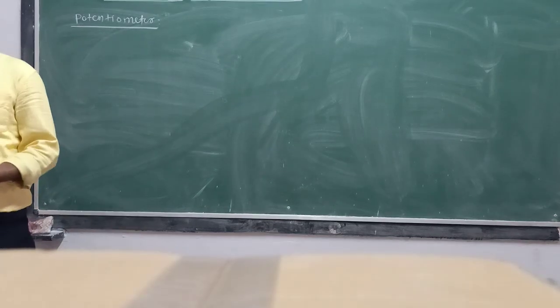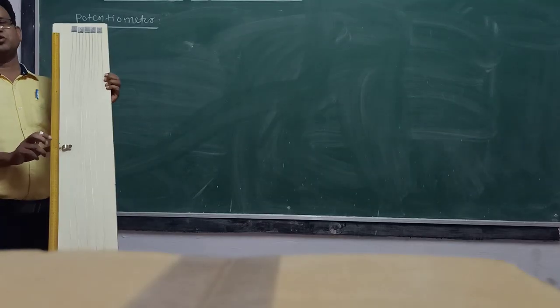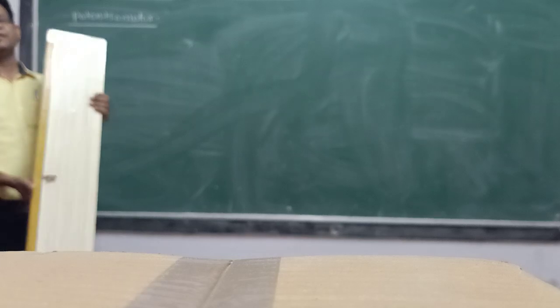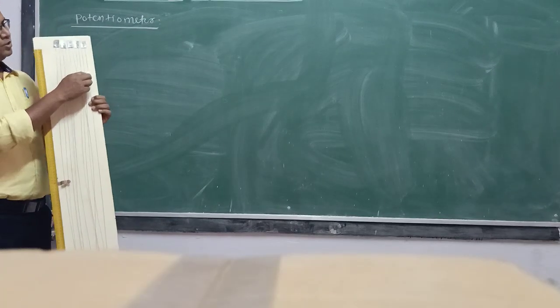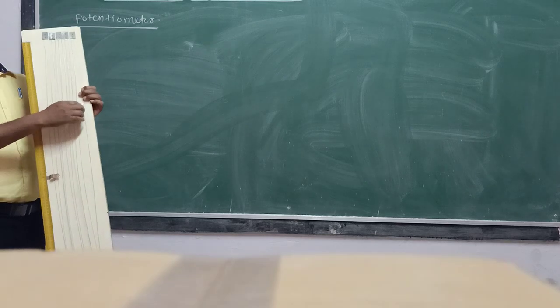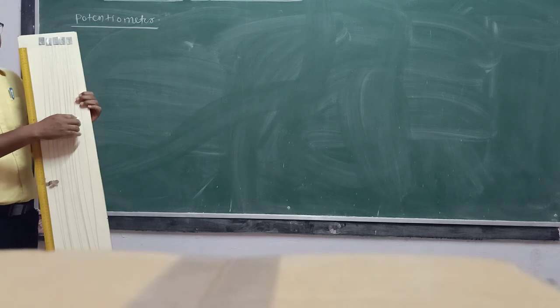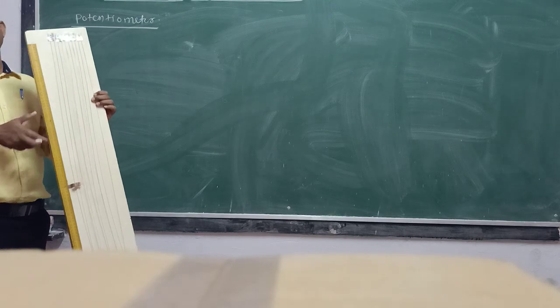Likewise, this is the device called the potentiometer. So what is the basic difference between the meter bridge and the potentiometer? The meter bridge consists of only a single wire. The potentiometer consists of a number of wires, each of 100 centimeter length, and these are all connected in series with the help of these strips.